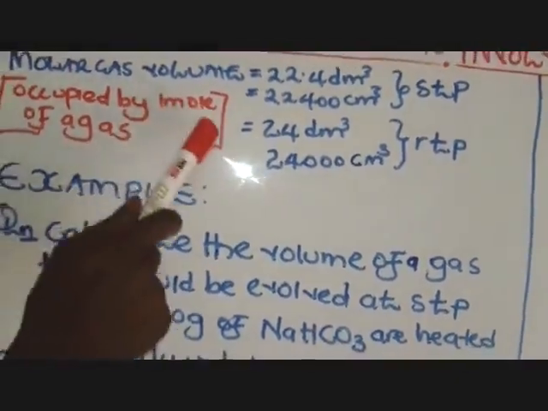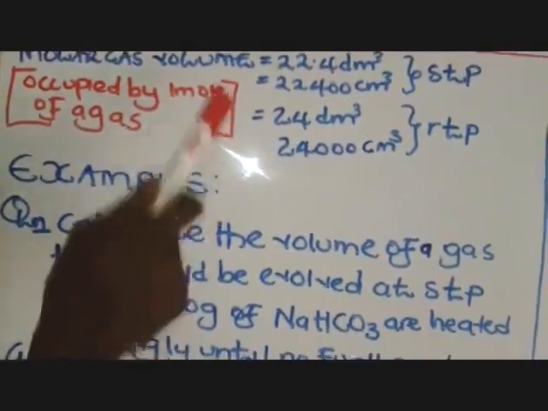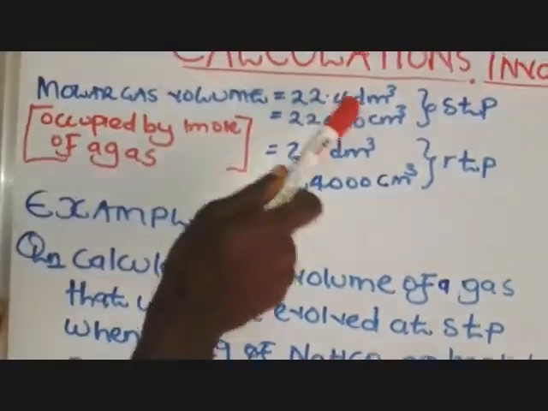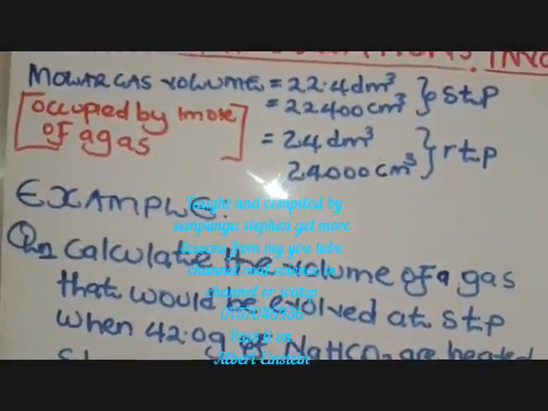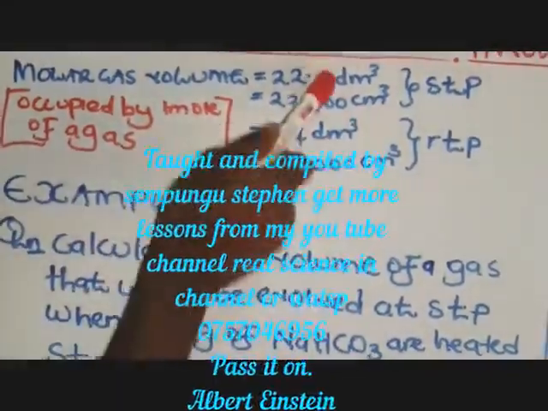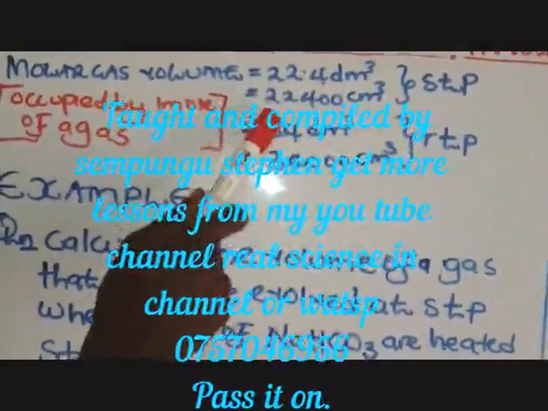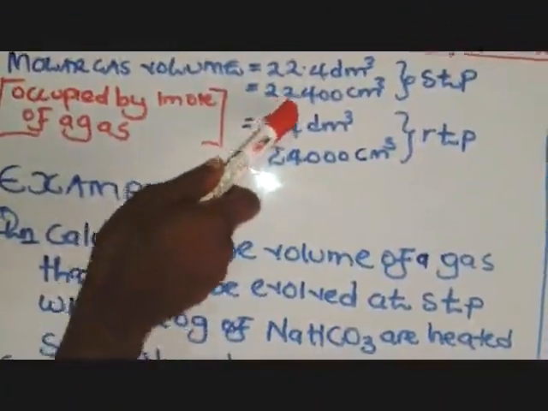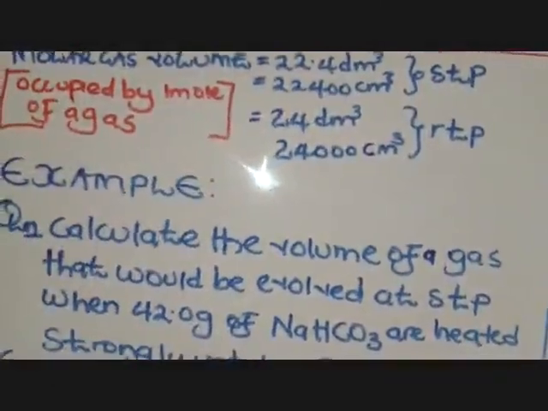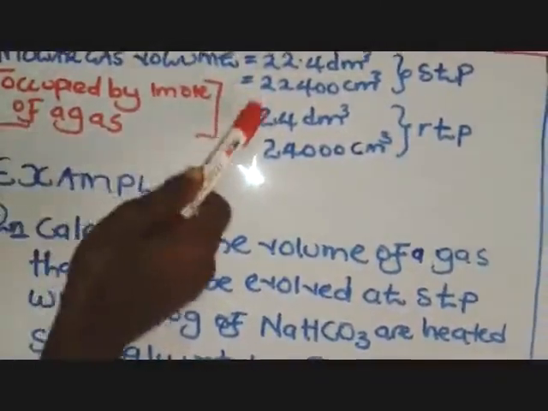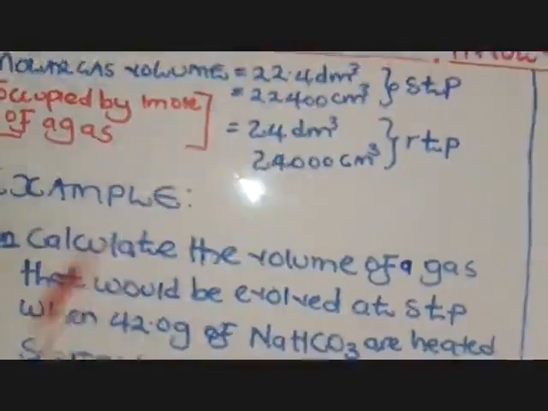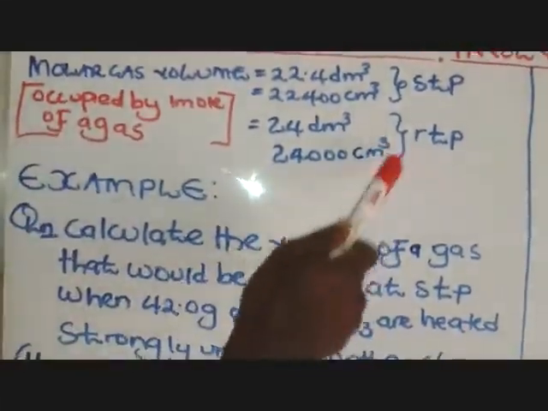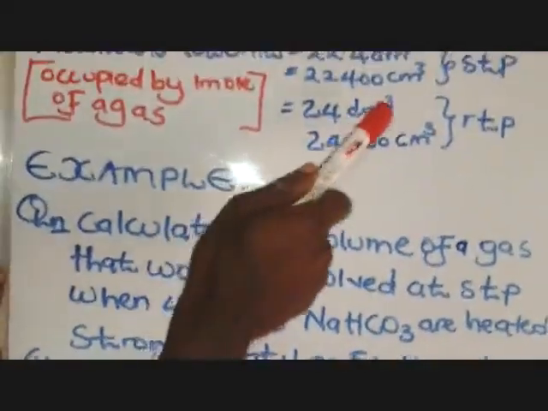So molar gas volume at STP, in decimeters, is 22.4 decimeters cubed. If we convert that to cubic centimeters, we get 22,400 cubic centimeters. Then if you are taking that at RTP, we have 24 decimeters.